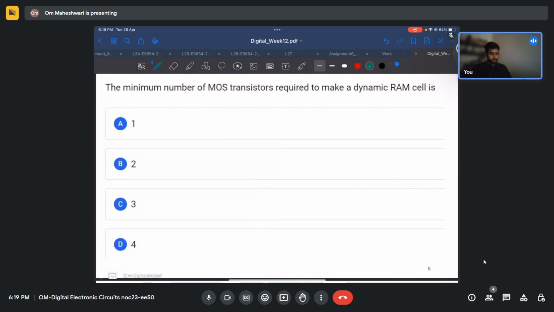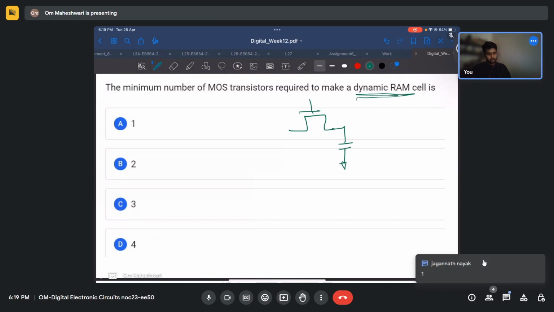Okay, so the minimum number of MOS transistors required to make a dynamic RAM cell, this we had seen earlier, we just need one transistor and one capacitor, right? So it is one.